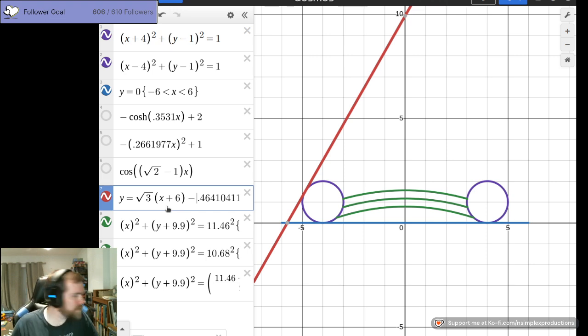Okay, random other question. What is 6 root 3? Alright, square root of 3 all times 6 would be 10.39 minus 0.464, a bunch of other stuff. 9.9282. It's not really satisfying. It's not like any particular number.